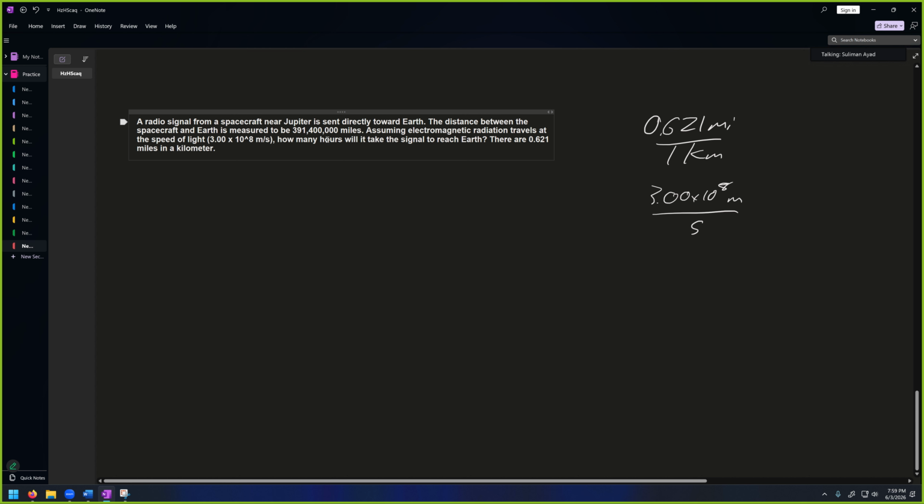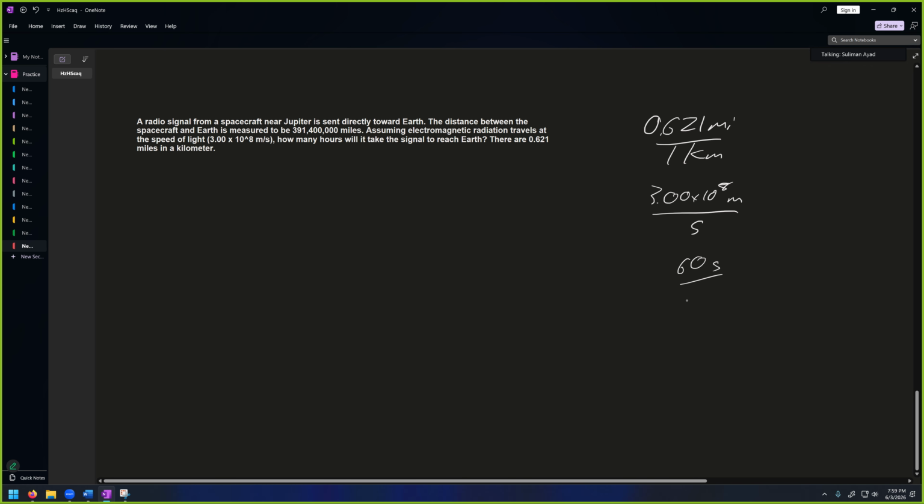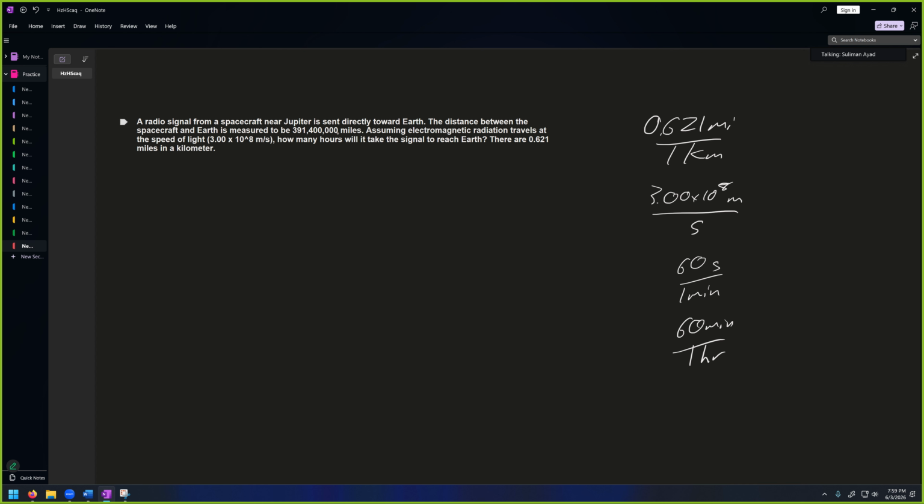So aside from just the conversion factors that were given in the problem, sometimes I will ask you to use some common sense conversion factors. Some of you might be able to convert seconds into hours directly, but I think a more easy way to think of it would be, okay, I know that there are 60 seconds per 1 minute, and I also know that there are 60 minutes per 1 hour. And so now that should be all the conversion factors I need to get from my starting point, miles, all the way to the number of hours it'll take.